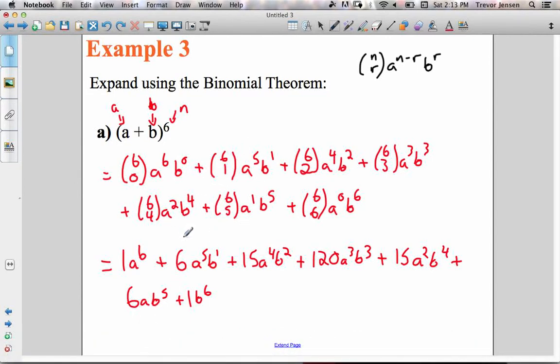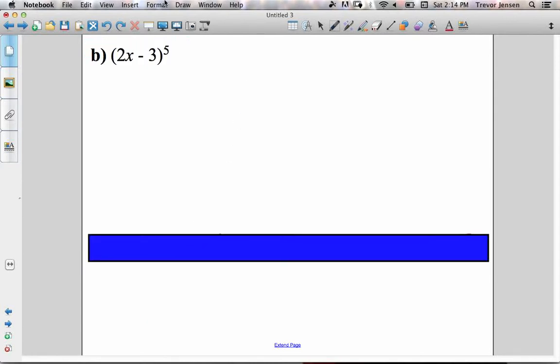Now let's do an example where we're going to change the letters a and b to actually have numerical values or have a variable in there that's not a or b, so we can learn to substitute into our formula. So here's an example: 2x minus 3 to the power of 5. So we have a binomial that needs to be expanded. Here's our a value. Here's our b value. And remember, the exponent on the binomial is your n value.